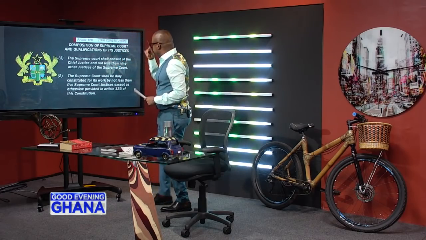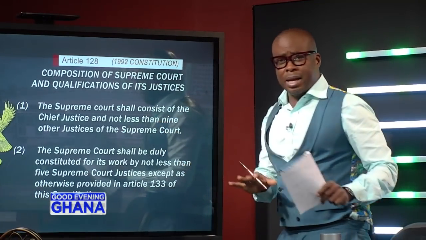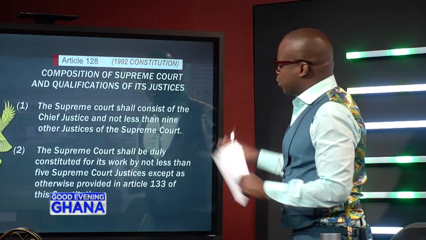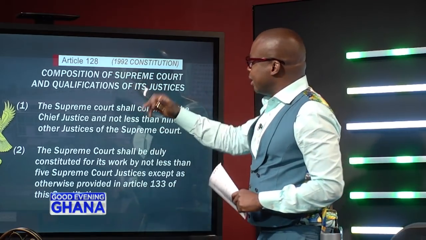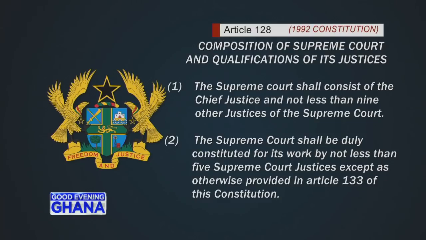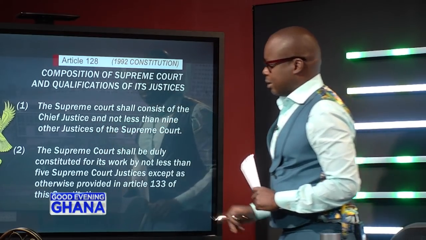Now, this is to tell you about the Supreme Court when they are sitting. When the Supreme Court is sitting in a matter like that, and they began sitting today for the election petition that has been filed by President John Dramani Mahama, Article 128 is what really governs the sitting of the Supreme Court. Article 128, the composition of the Supreme Court and qualifications of its justices. 128(1) says the Supreme Court shall consist of the Chief Justice and not less than 9 other justices of the Supreme Court.